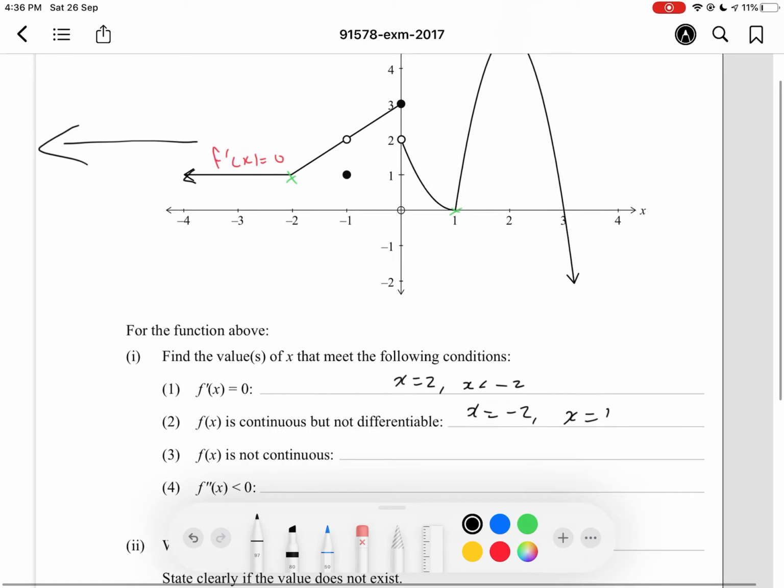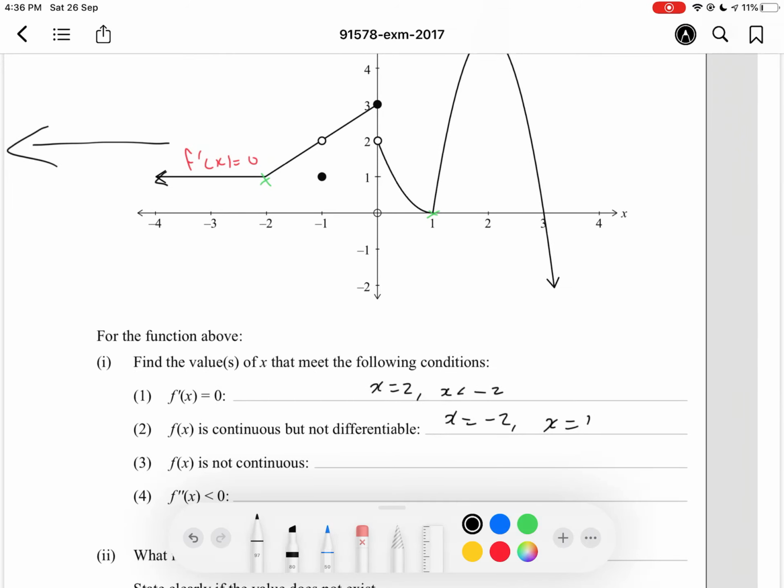Question 3, f of x is not continuous. Okay, so when f of x is not continuous, that means there is a break in the graph. So in this case, that occurs at x equals negative 1. That's here. And that's because here we have a solid dot and a white dot. So in this case, the value of f of x at x equals negative 1 is actually 1, not 2. It's because the value is at the black dot, not the white dot, and hence this is not continuous.